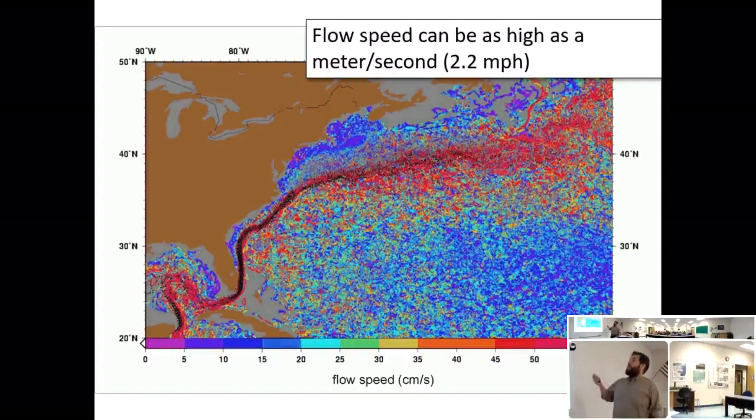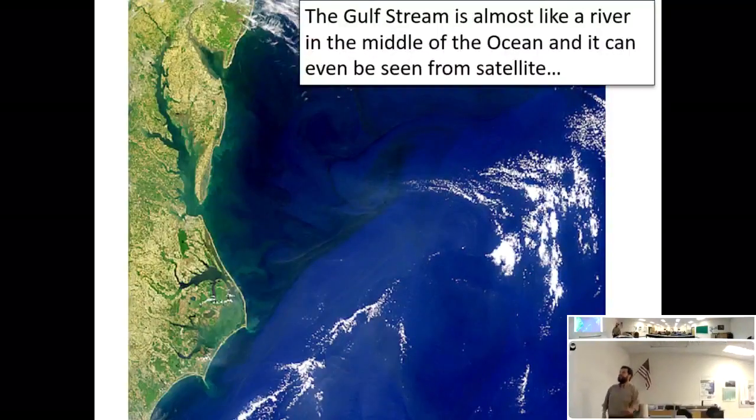Okay, flow speed is about 2.2 miles per hour. You can see it goes really fast here along the coast of Florida and then spreads out as it goes across to the east. Now I wanted to point something else out. Oh, and this is kind of cool. I'm going to turn off some more of the lights so you can see that now.